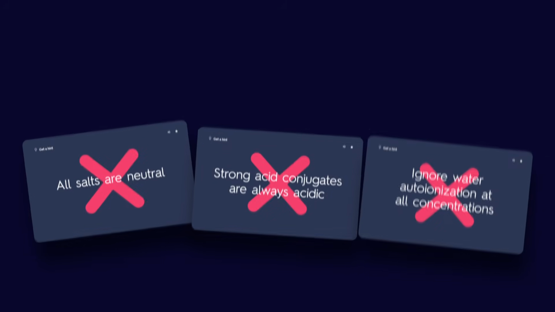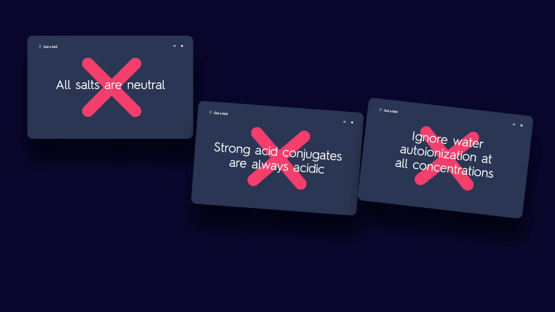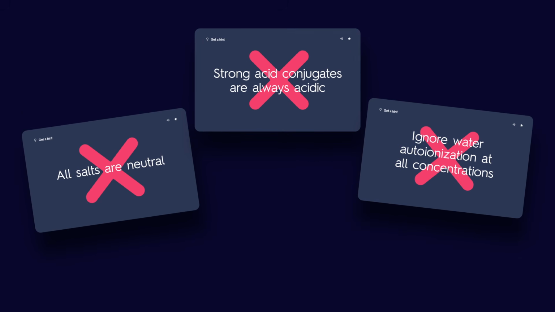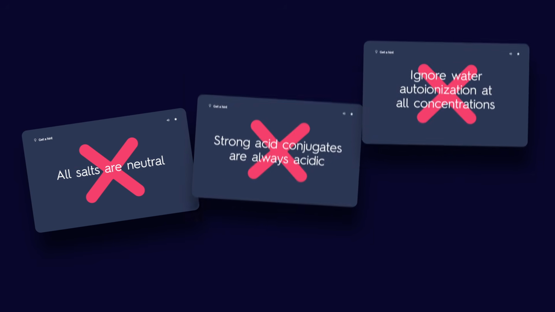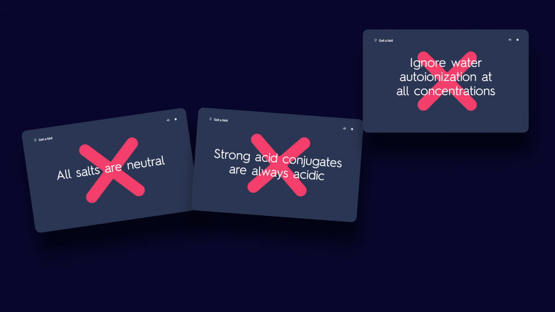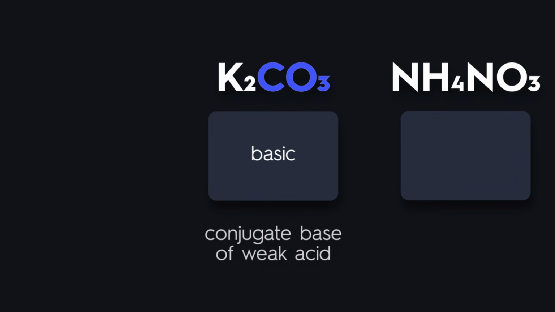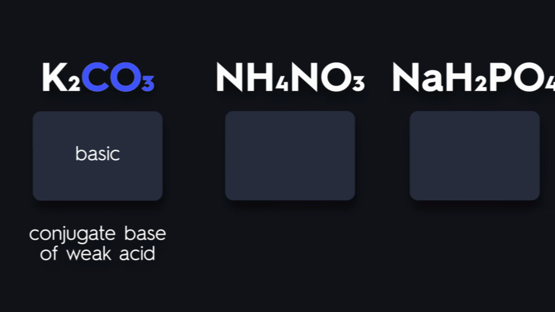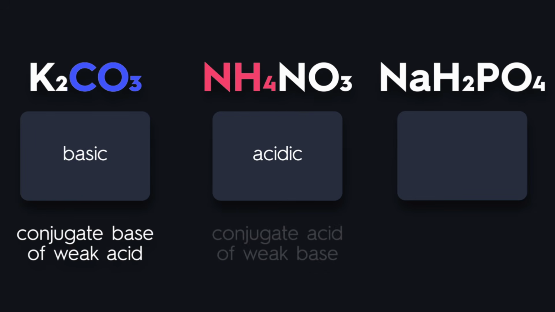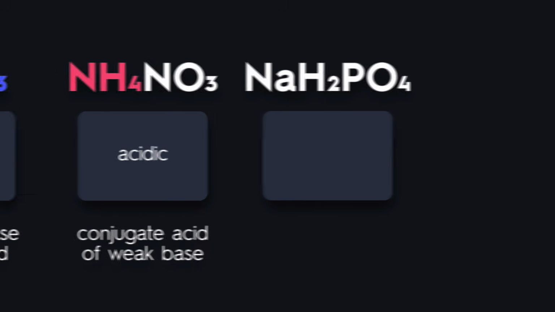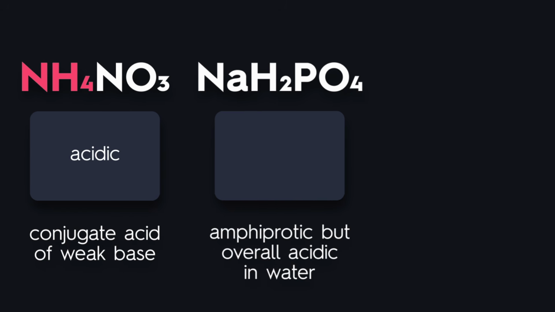A few common pitfalls. Not all salts are neutral. Conjugates of strong acids or strong bases are usually neutral, and water's own ions matter only in ultra-dilute limits, not in typical classroom concentrations. Try a quick exercise. Potassium carbonate is basic because carbonate is the conjugate base of a weak acid. Ammonium nitrate is acidic because ammonium is the conjugate acid of a weak base, while nitrate is neutral. Sodium dihydrogen phosphate can act both ways, but in water, it tends to make the solution acidic.